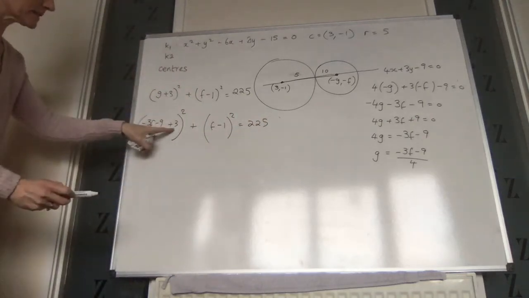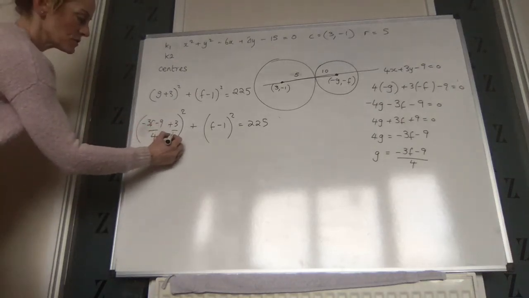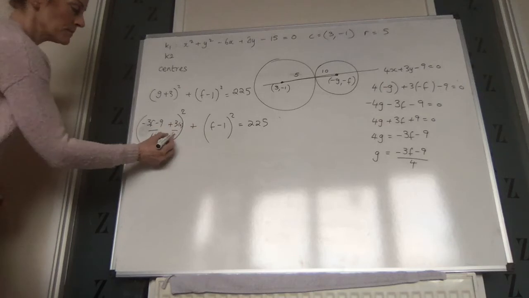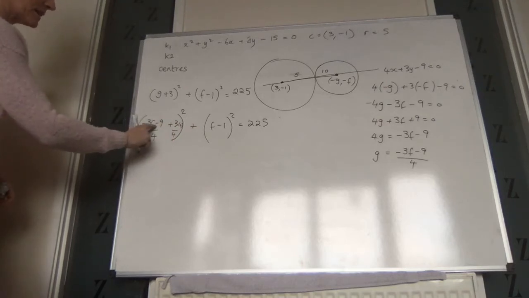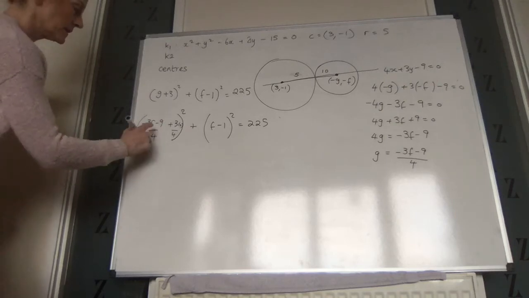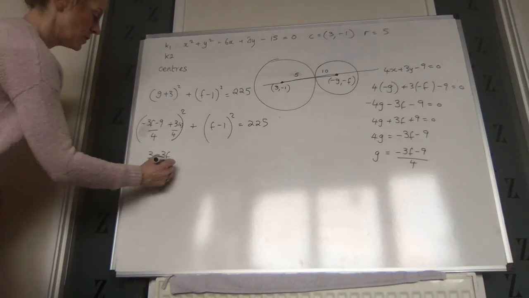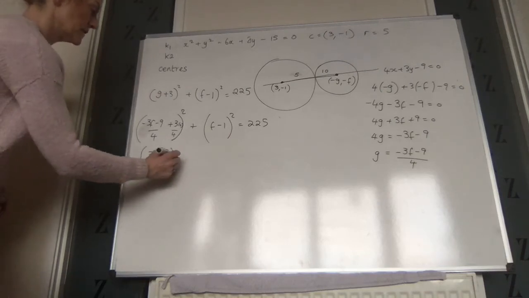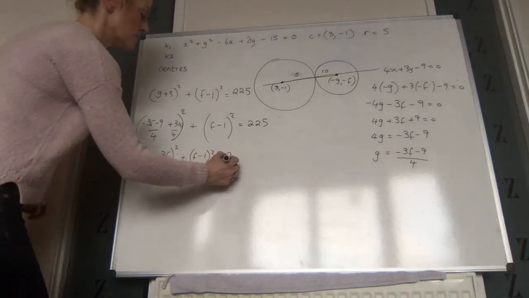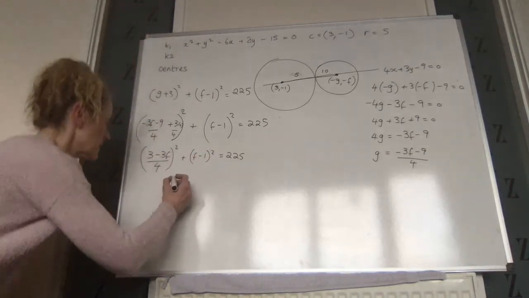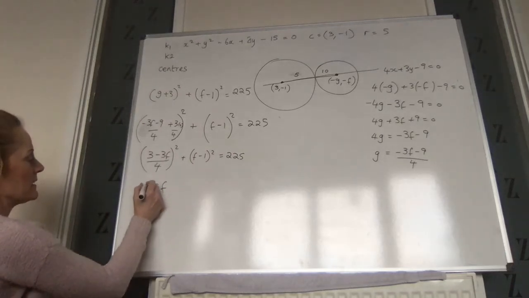So let's have a look at this. If you want to add two numbers, you need to put them over the same fraction. So if I want to put that over 4, I need to multiply the top by 4 and the bottom by 4. That becomes a plus 12. So we have a minus 3f minus 9 plus 12. Now minus 9 plus 12 is plus 3. So we have (3 minus 3f) over 4, squared, plus (f minus 1) squared is equal to 225. So let's square this. A number squared is the number multiplied by itself.